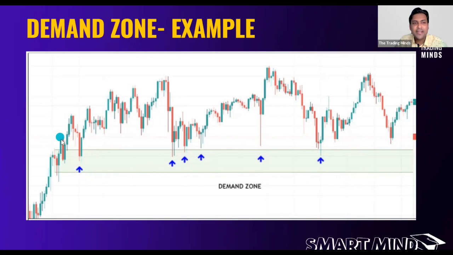If you see here, every time the price comes to this area, it bounces back. It comes to this area, orders get filled and it goes up. Again it comes back to this area, the order fills up and it goes back up. Again it comes back to this area, the order fills and it goes up.